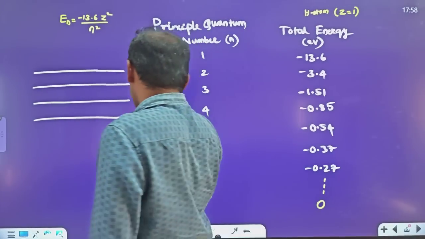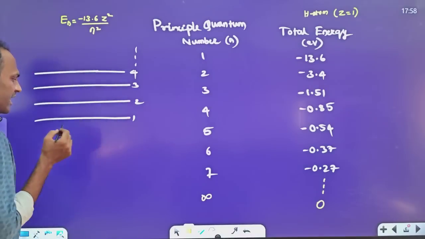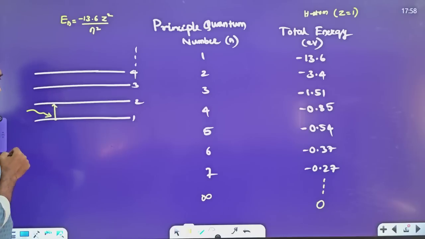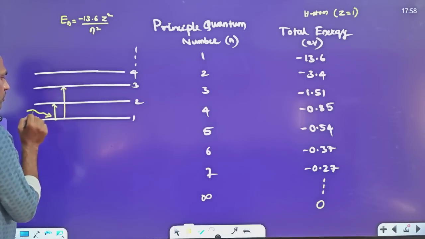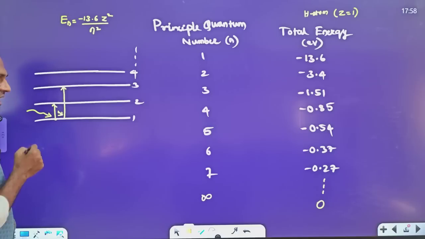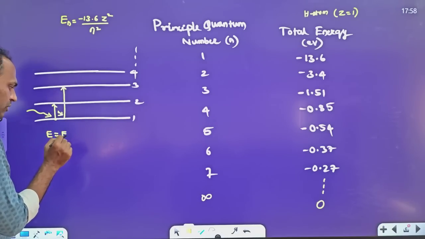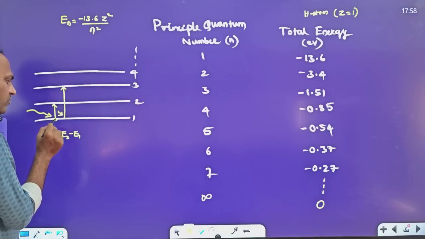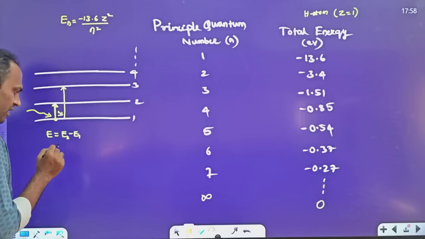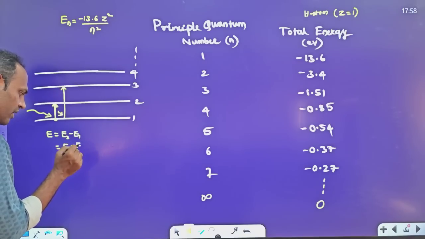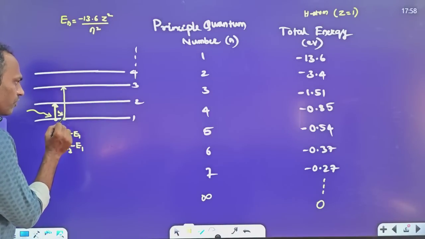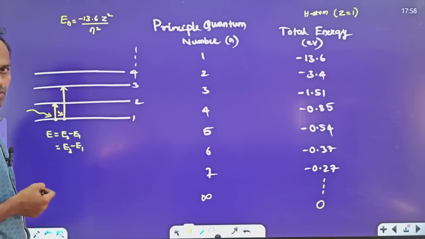Here we have orbits 1, 2 and 3. If an electron has to go from the first orbit to the second orbit, or the third orbit, you have to give energy to it. How much energy should be given? If the energy given to that electron is equal to E2 minus E1, the energy of the second orbit minus the first orbit, then that electron will go from the first to the second orbit. If the energy given is equal to E3 minus E1, the third orbit energy minus the first orbit energy, that electron will go from the first orbit to the third orbit, a higher energy state.